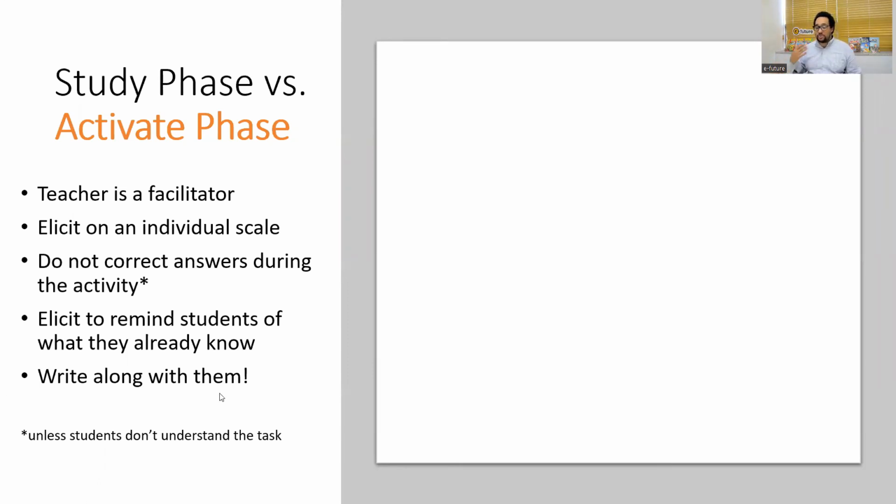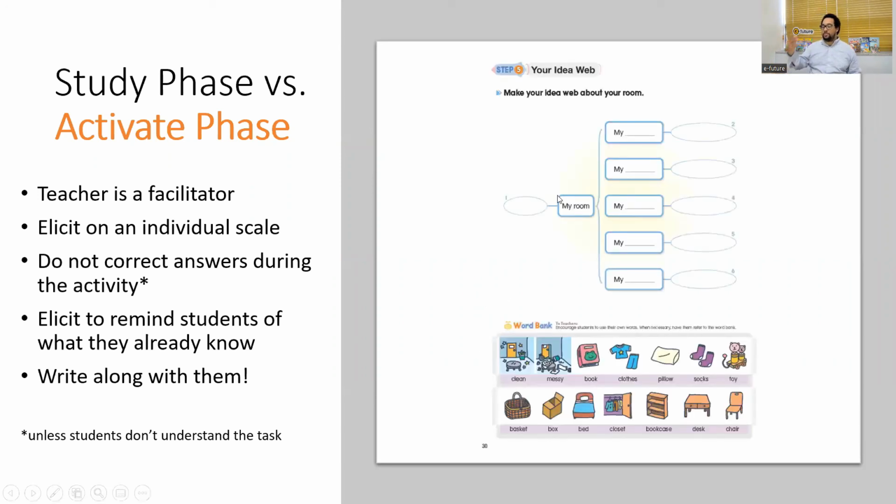And then elicit to remind the students of what they already know. So when they're building their web, let them build their web on their own. If you see a student struggling, they're only able to fill in 1 or 2 of the bubbles, then you can go and say, okay, well, think about your room, and elicit based on that, or remind them of Ella's room, refer back to the pictures in the lesson. So this is a way to get them to keep going. This is the gentle push that you elicit on a personal level.